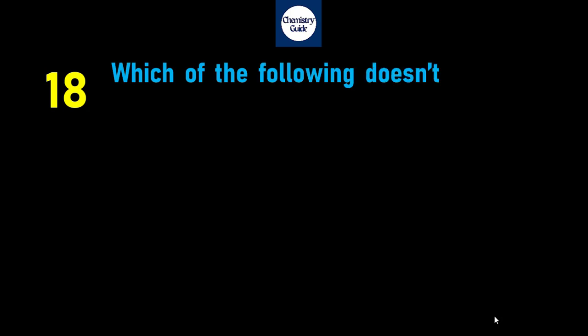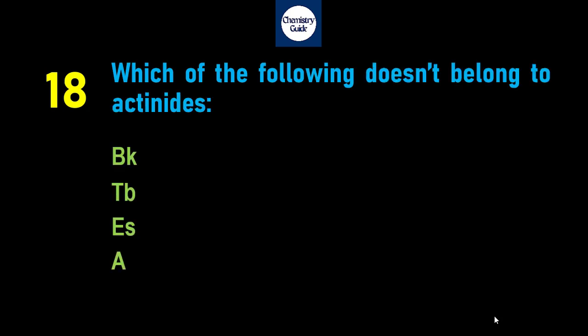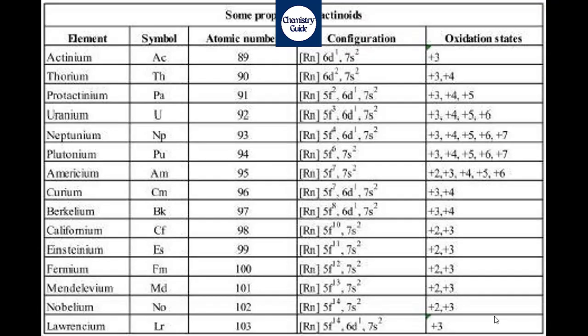MCQ number 18. Which of the following does not belong to actinides? Bk, Tb, Es, Am. So the right answer is Tb. If we observe the whole list of actinides, we will not find Tb. So that's why it is not a part of actinides.